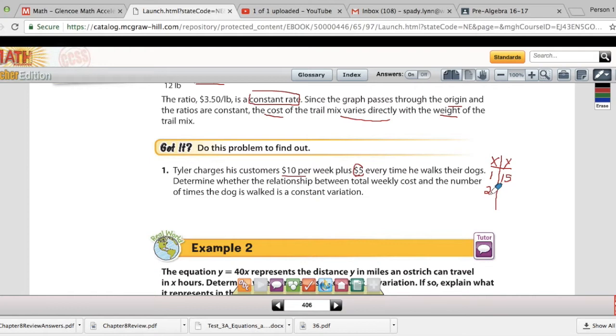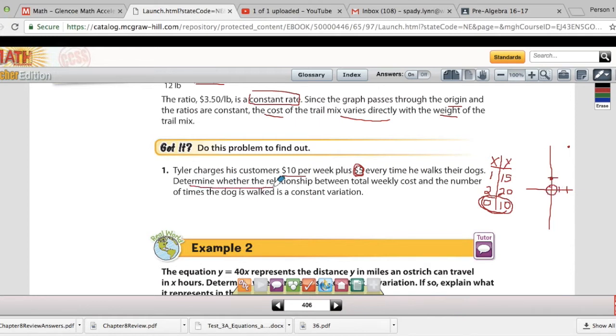Let's say that he walked the dog twice in a week. Twice would be $5 each time plus the $10, which is $20. Let's say he walked the dog 0 times. Well, if he didn't walk the dog at all, he's still going to get charged that $10. And this is going to be our point to pay attention to, because if we graph this, (0, 10) is going to be right here, and then (2, 20) somewhere here. It does not pass through the origin.